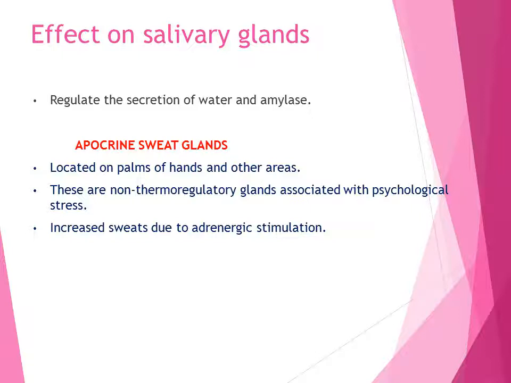Apocrine sweat glands. Apocrine sweat glands are located on the palms of hands and other areas. These are non-thermoregulatory glands associated with psychological stress. Increased sweating occurs due to adrenergic stimulation. So this kind of sweating occurs in a state of stress because they are non-thermoregulatory glands.